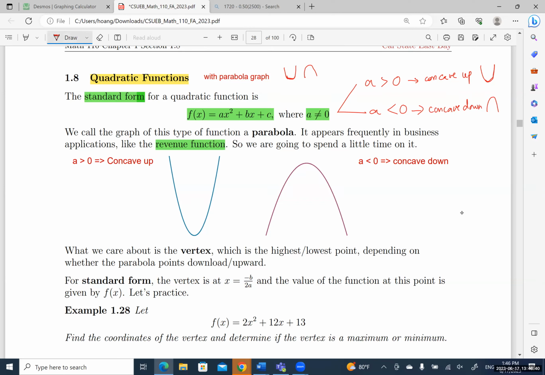Okay, so keep in mind that in parabolas, there is a point that we call the vertex, right? And in the case of a concave up parabola, the vertex is the minimum.